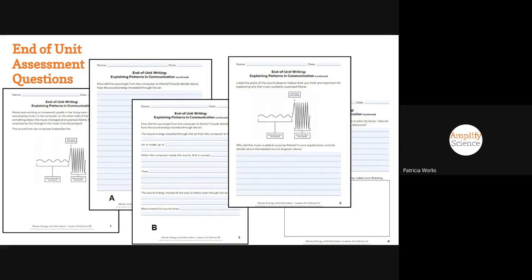Then on page 3 of the assessment, it's allowing students to show their understanding of amplitude and wavelength as they explain why Maria was suddenly surprised by the change in the music. And then this assessment concludes by asking students to explain how computers can help humans send information across distances, and they make a drawing to help explain their thinking.